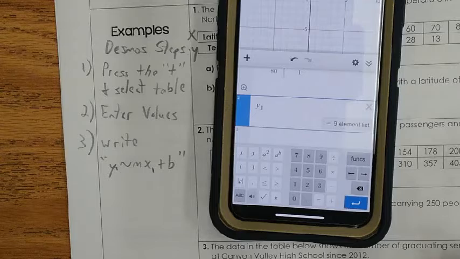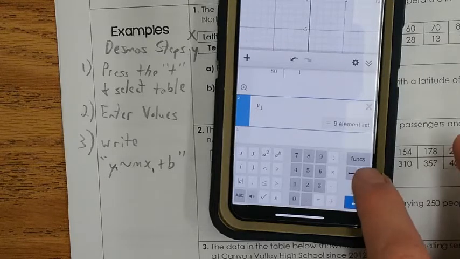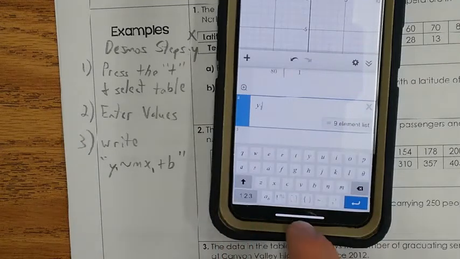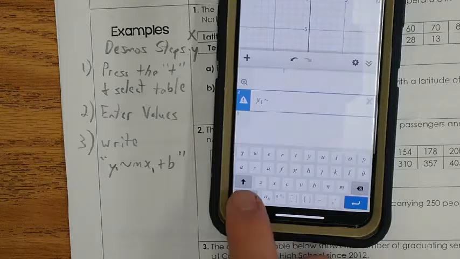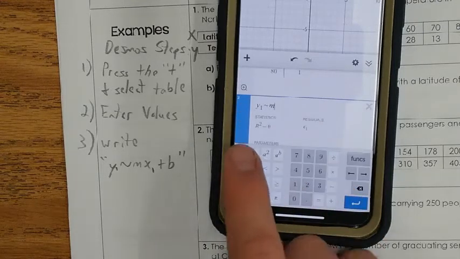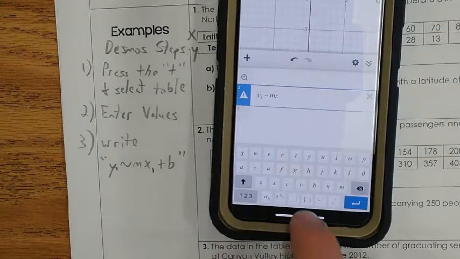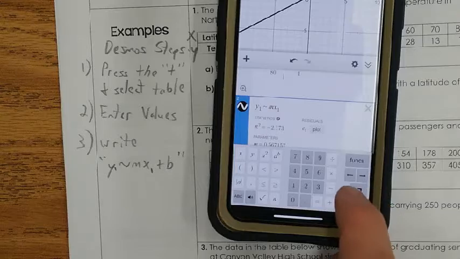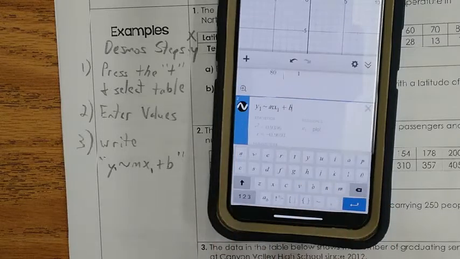Did everyone see how I did that? Yeah. Now press the right arrow to get beside it. Your little squiggly line, that means approximately. That's right here. Then the M, X, base 1, and then plus B. So yeah, it seemed like a lot of steps, but after you do that one time, just leave that in Desmos. You don't have to type it out again. That's what I recommend doing.